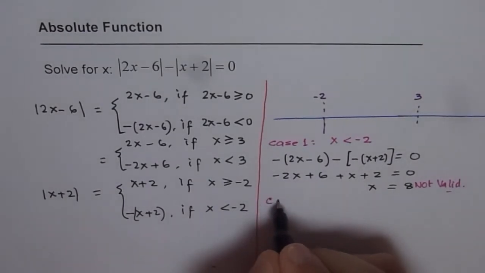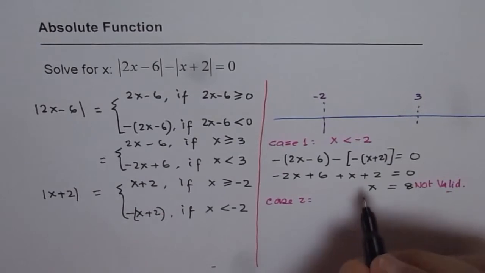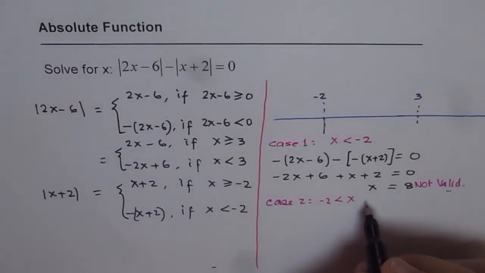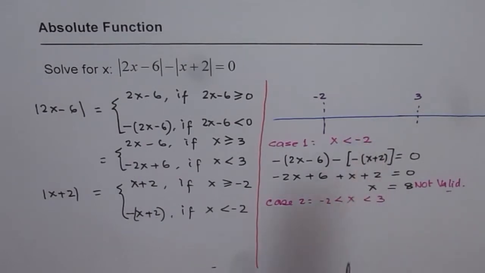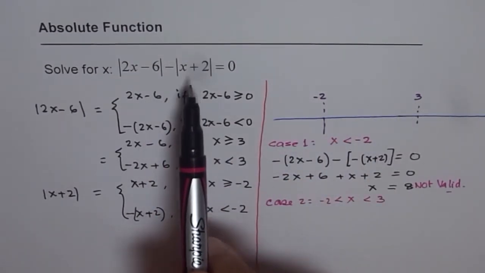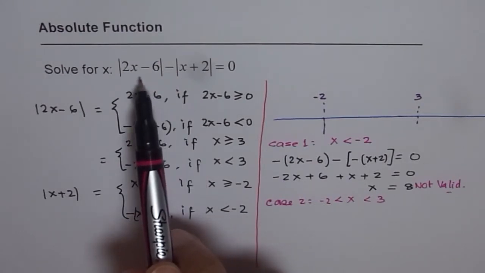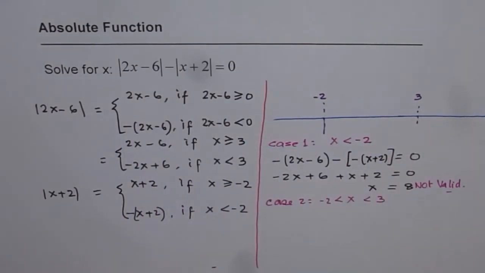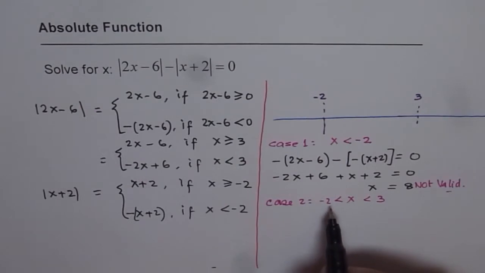So let's go to case 2 now. Case 2 is when x is between minus 2 and less than 3, okay? So we know minus 2 and 3 are not the solution, right? When I write minus 2, then one of them is 0, not the other one. And at 3, the first one is 0, not the other one. So these two are not part of our solution. So let's look for the interval between minus 2 and 3.